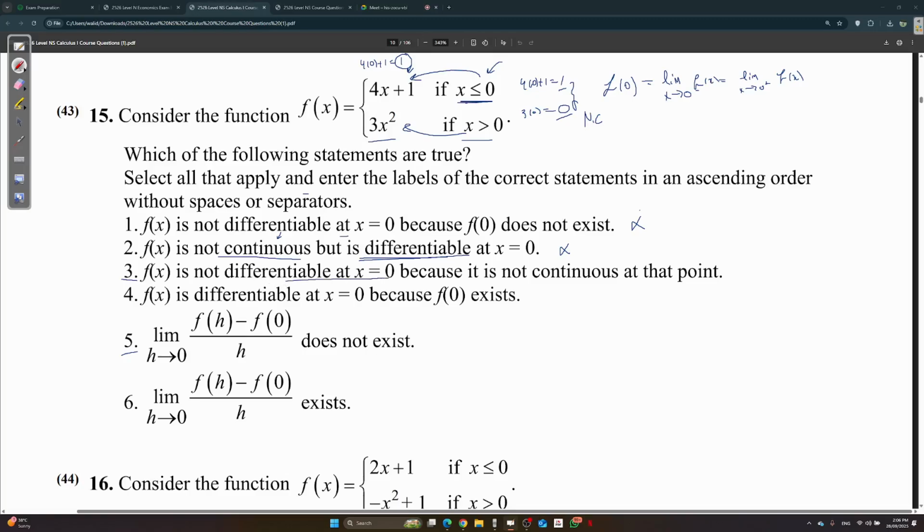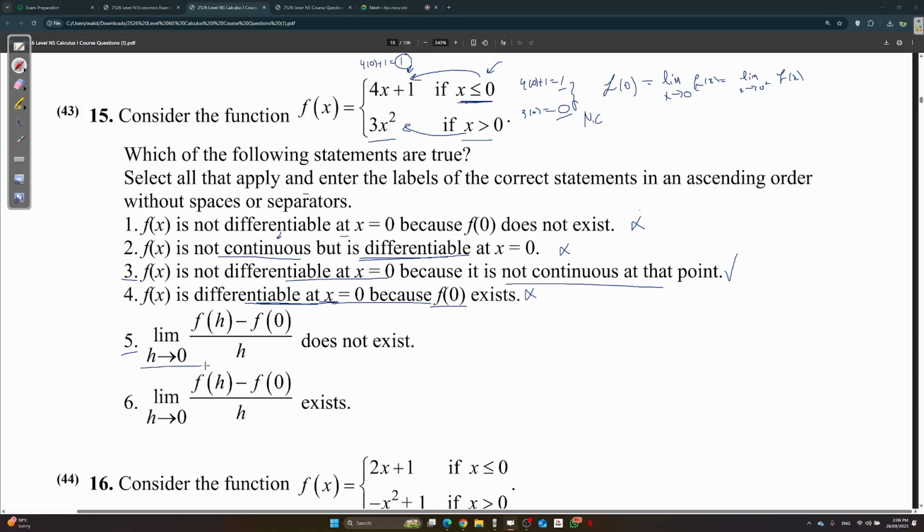F of x is not differentiable at x equals 0 because it is not continuous. We just proved that. We said that we get 1 here, you get 0 here. So okay, it's not continuous. F of x is differentiable at x equals 0 because f of 0 exists. Is it differentiable? No. Now we're saying it's not differentiable. How can you choose 3 and 4? Here you're saying it's not differentiable, here it's differentiable. You can't choose both of them at the same time. You gotta pick one, bro.